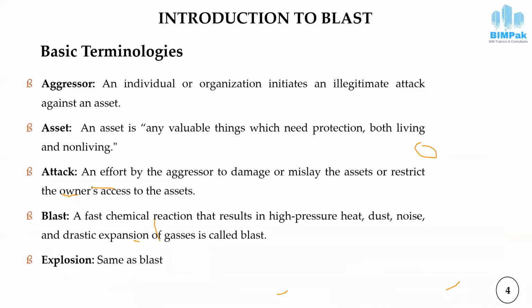I told you that this is a very new topic, so some terminologies will be new for all of you. So I would like to give you a brief introduction to these terminologies as well. For example, we will frequently use the term aggressor, and an aggressor means an individual or organization which initiates an illegitimate attack against an asset. In other words, an aggressor means a terrorist. At the same time, we will use another word, asset. An asset is any valuable thing, which can be a human being or a non-living thing.